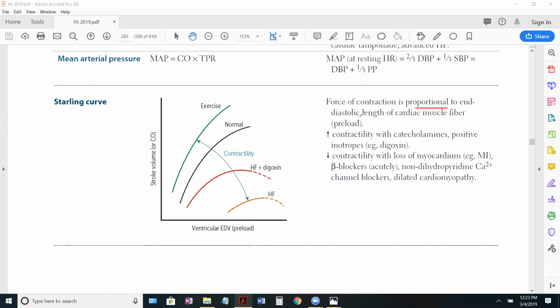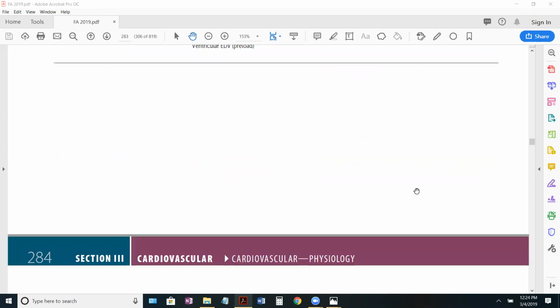So it is proportional to the end diastolic length of the muscle fiber. The length of the muscle fiber is very important. Remember that that is how Frank Starling explained why an increase in preload increases the contractility. By introducing the idea of optimal length, Frank Starling drew this curve of contractility. So these effects can increase the contractility, and these effects can decrease the contractility. We have already seen this in the contractility section.